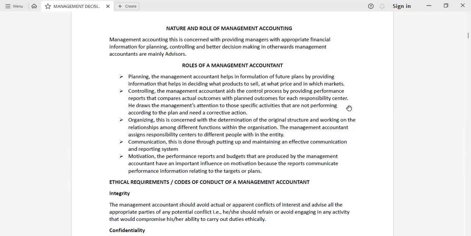The other thing we can look at, we said, is organizing. How does a management accountant help in organizing? We are saying that organizing is concerned with the determination of the organizational structure and working on the relationship among different functions within the organization.